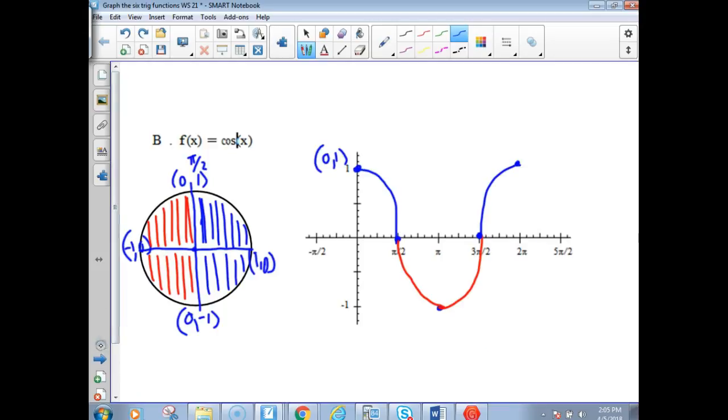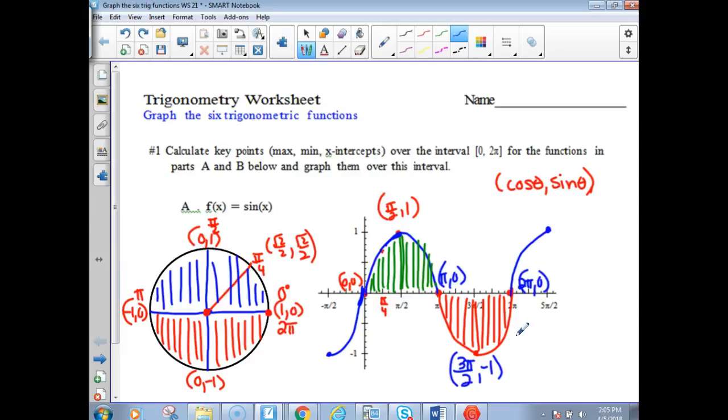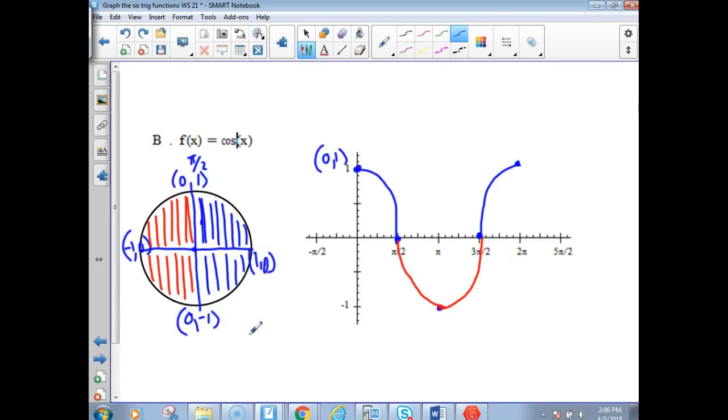Oh, and by the way, what was the period of this function? What was the period, where you get one full cycle? How far did it take to go around the circle? 2 pi. There's your interval. Okay, so you want to know the period of the sine wave is 2 pi. You must know that. What is the period of the cosine? It's also 2 pi.